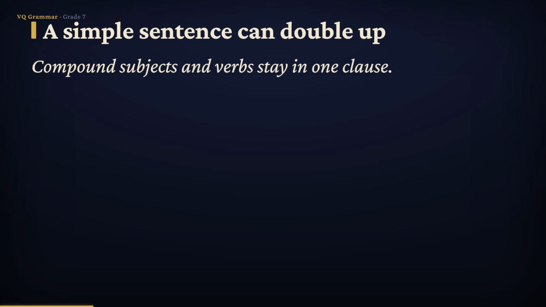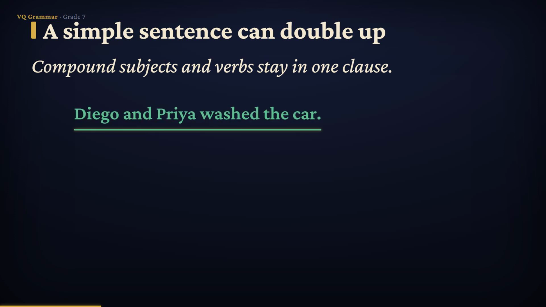Now here's a twist that trips a lot of people up. A simple sentence can look bigger than one clause, yet still be simple. Watch this. Diego and Priya washed the car. That has 2 subjects, Diego and Priya, but only one predicate, and it's still a single clause, so it's still simple. We call that a compound subject.